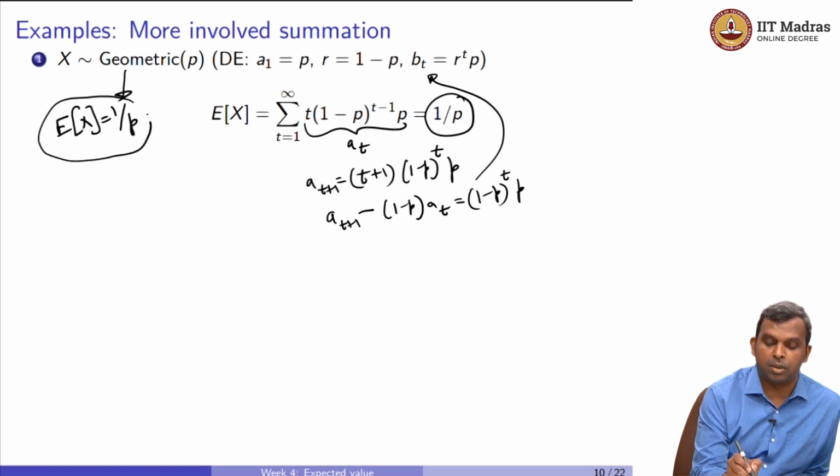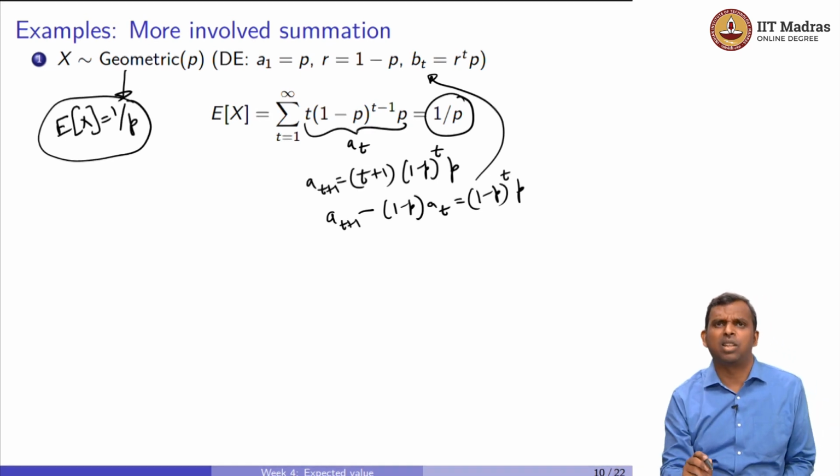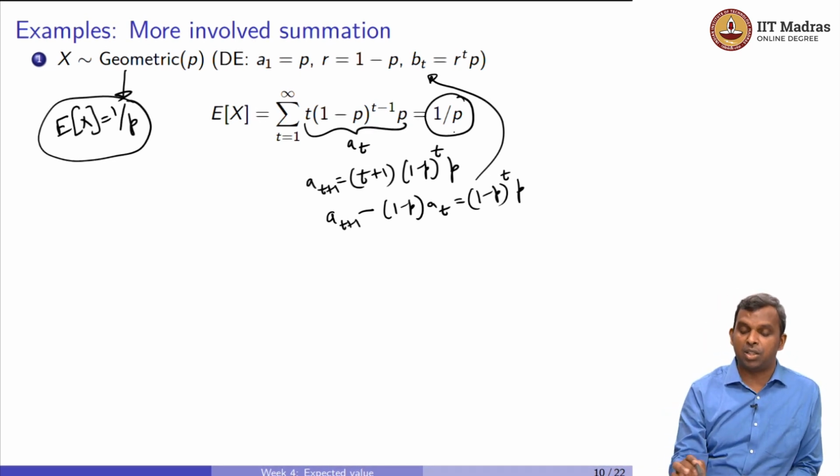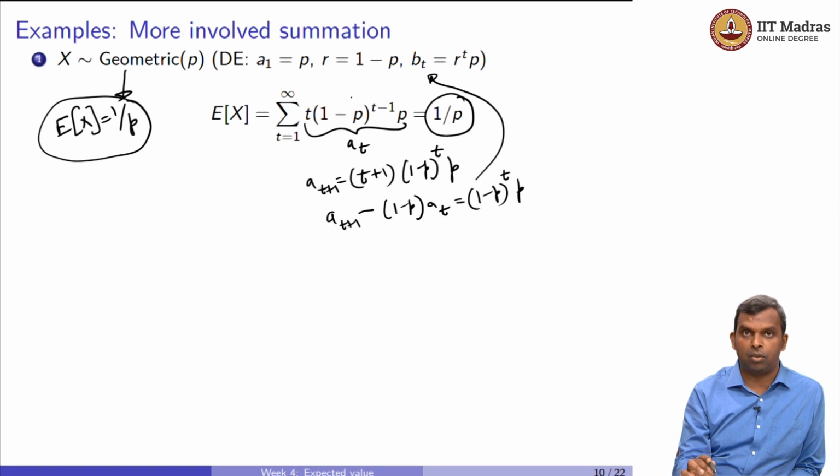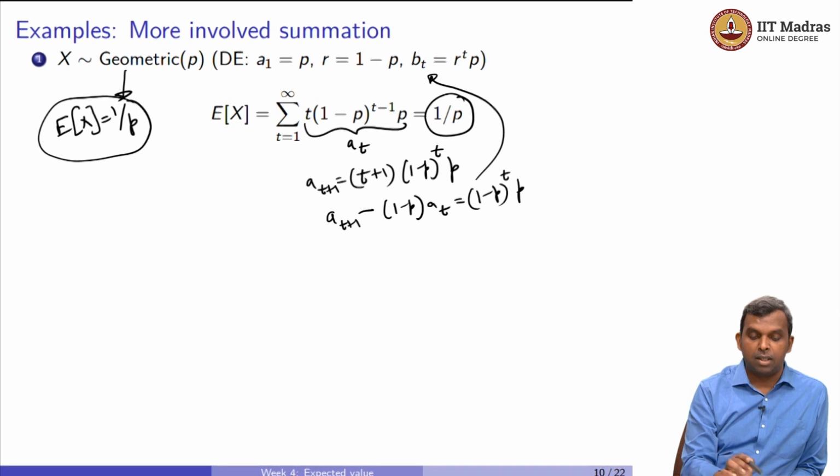Nice, isn't it? In spite of this nasty looking summation, using some simple ideas, you're able to simplify and you get 1 over p. I didn't go into great detail here. You just plug this into the difference equation summation formula and tend n to infinity, and you know that r is less than 1, so r power n will go to 0. So you'll get 1 by p. Geometric p, expected value is 1 by p.